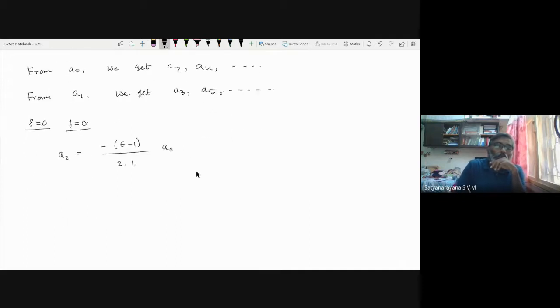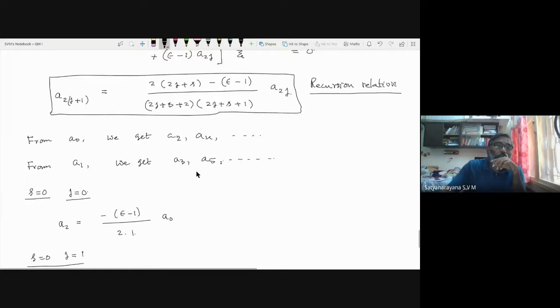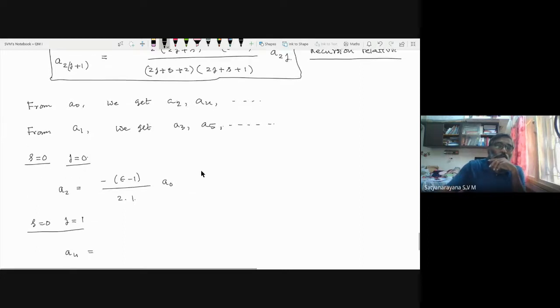Now, suppose I take s is equal to 0 and j is equal to 1. Okay. So in that case, what happens? I will have 4 here. Okay. And j is equal to... sorry, j is equal to 1. And this 2 into 2 is 4.